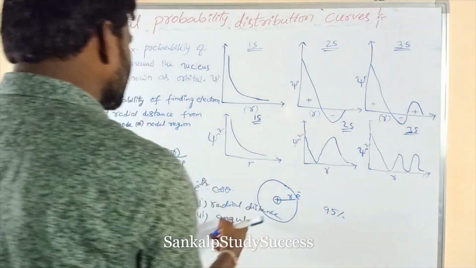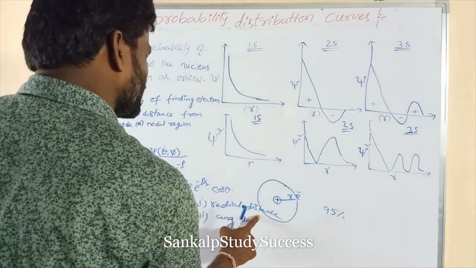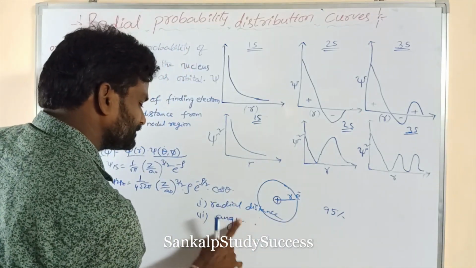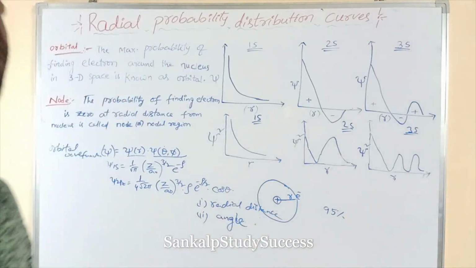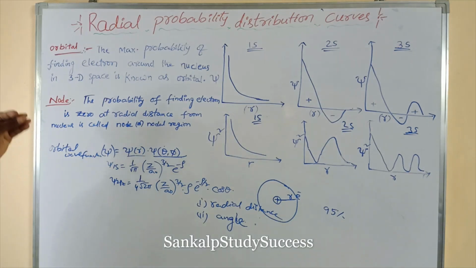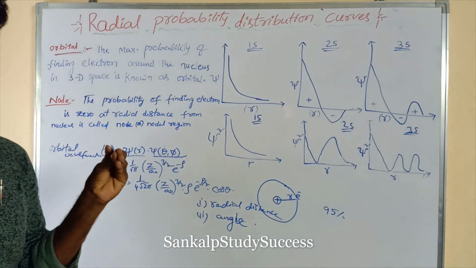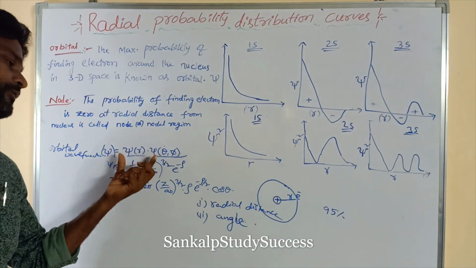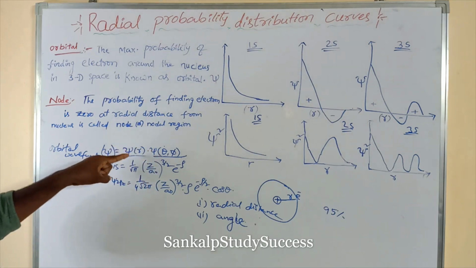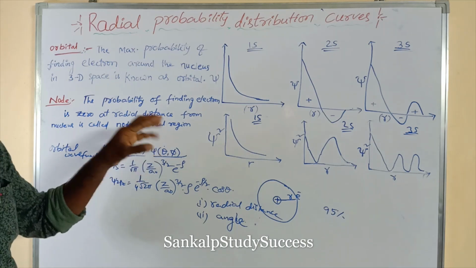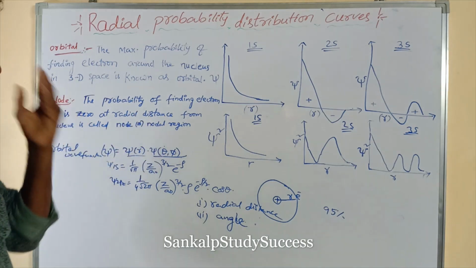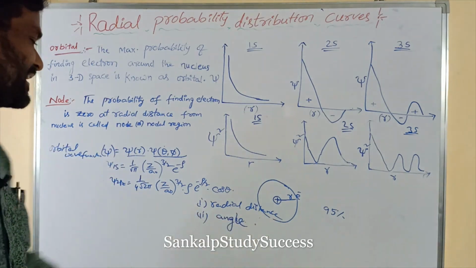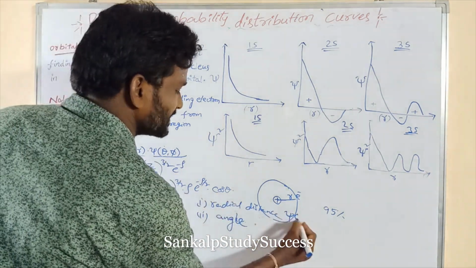These are radial distance, this is angle. So what is that? The wave function of an orbital psi is dependent upon the product of two parts of wave functions. One is psi r, another one is psi theta comma phi. So the wave function psi is dependent upon radial distance, that is taken as psi r.